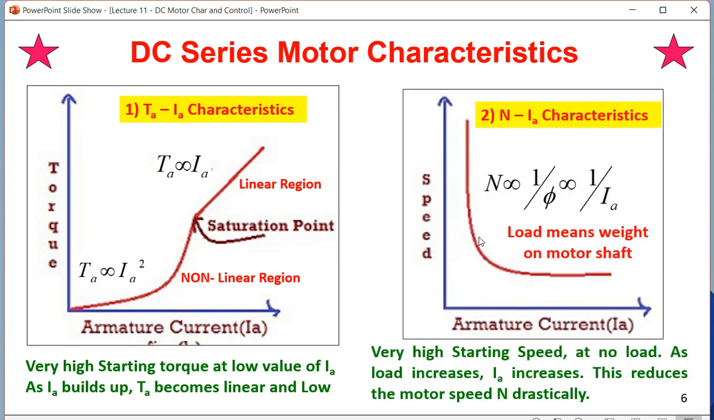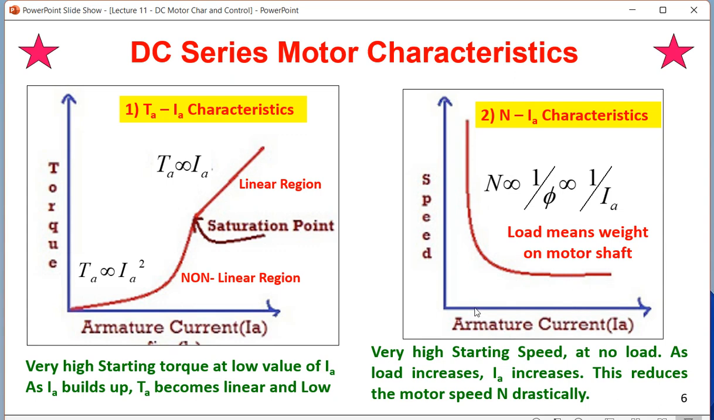There is another characteristic of N versus IA. That means how the speed changes with respect to armature current in case of DC series motor. We are finding that if the load increases on DC series motor, that will try to increase the armature current, and if the armature current becomes very high and load becomes very high on the motor, speed actually decreases. So this is an exponentially decreasing kind of characteristic. This is the N-IA characteristic.